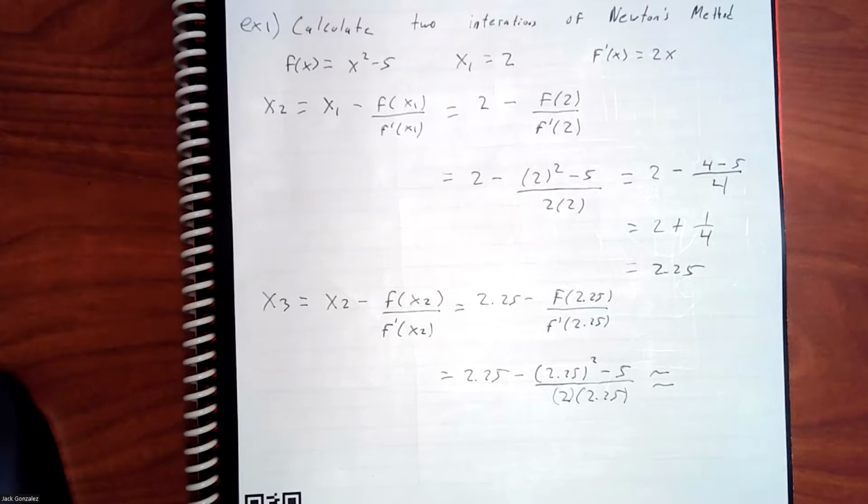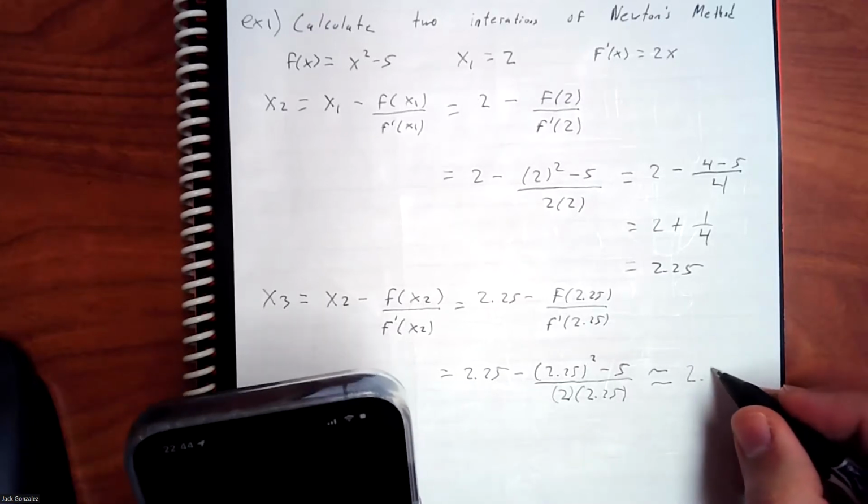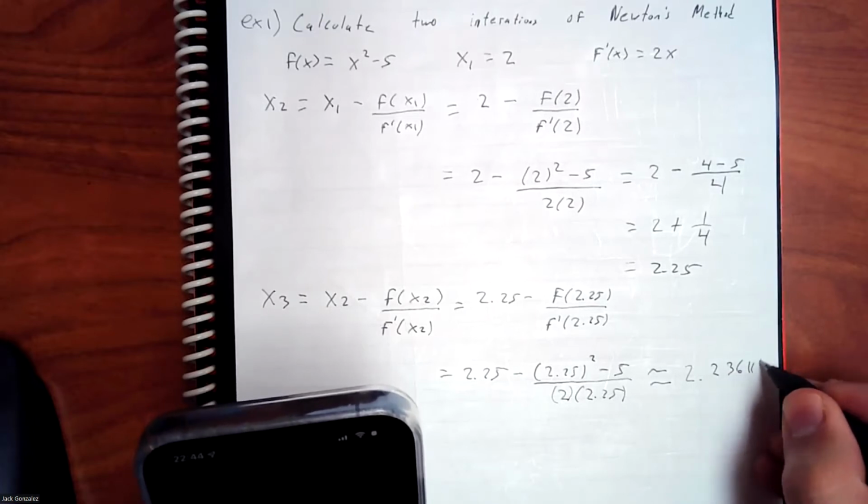2.25 times 2.25 minus 5 is 0.0625, divided by 2, divided by 2.25. So yeah, I got 2.24, is that what we said? Yeah, it's rounding. Well, they've got to tell us what to round to, but 2.23611, that's what I got.